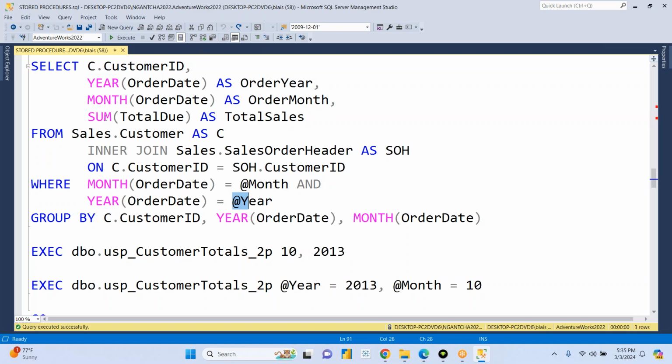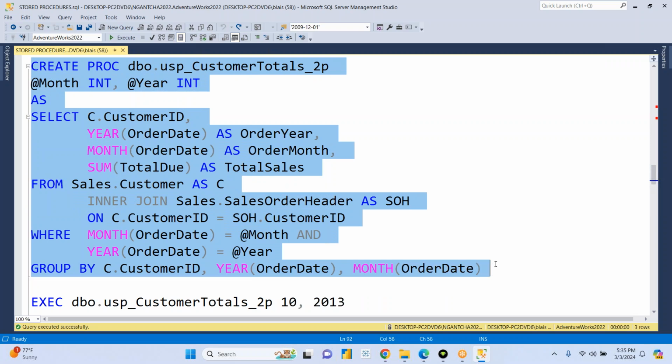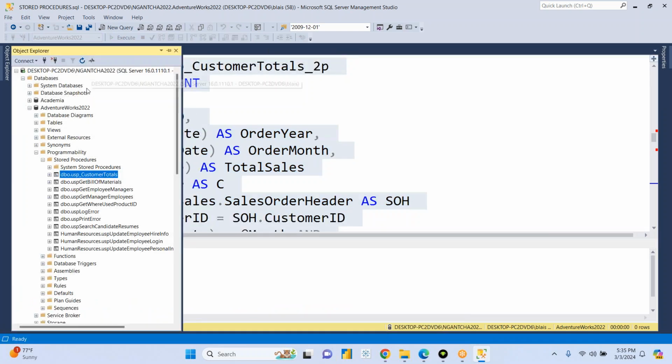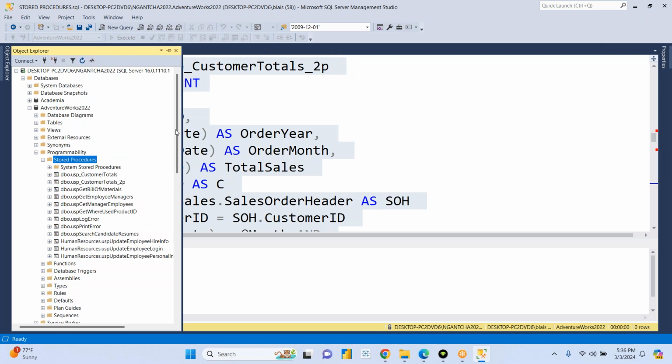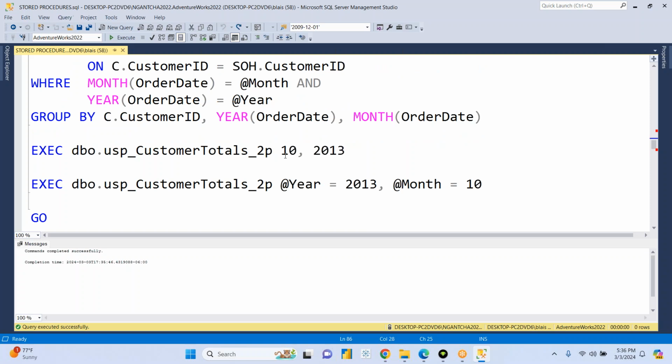Whenever you do this, let's go ahead and execute this. So this creates that stored procedure. This stored procedure has 2 parameters. It has been created. You can now refresh. Let's refresh either the database or just the stored procedures folder, and you're going to see that new one created right here. How do you test it? You must provide a month, and you also must provide a year.